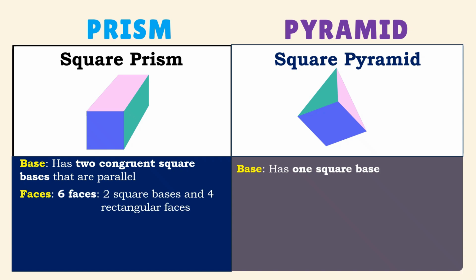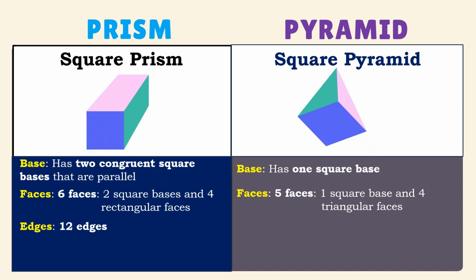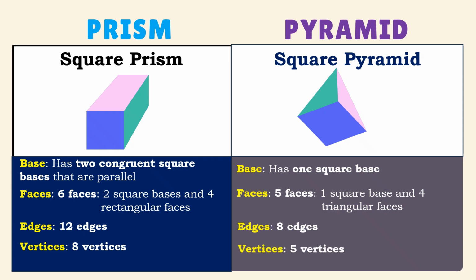A square prism has 6 faces, 2 square bases, and 4 rectangular faces, while a square pyramid has 5 faces, 1 square base, and 4 triangular faces. A square prism has 12 edges, while a square pyramid has 8 edges. A square prism has 8 vertices, while a square pyramid has 5 vertices.